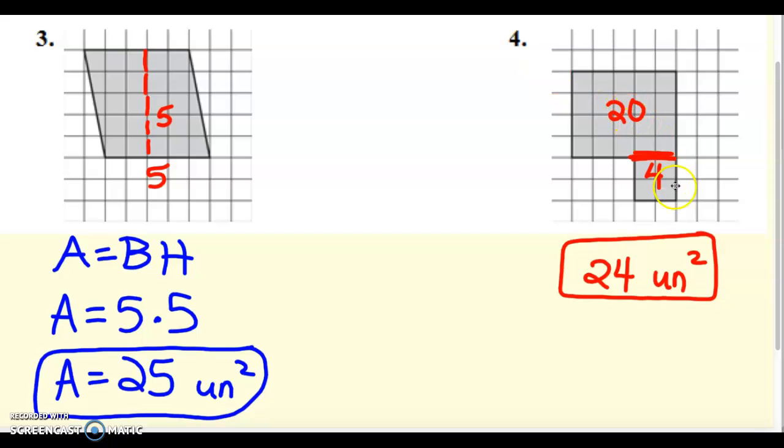Number 4 is actually a composite figure, which is what we're going to do today. A composite figure is a figure made up of 2 or more different polygons. If you notice, I drew a line here, and I separated this composite figure into 2 separate figures, actually this is a square and this is a rectangle. I found the area of each one and I added them together. We're going to explore that more in today's lesson.